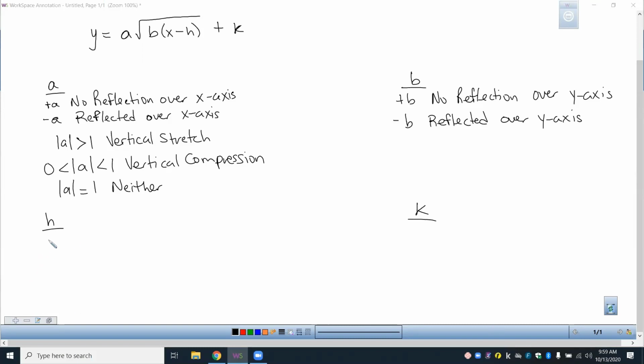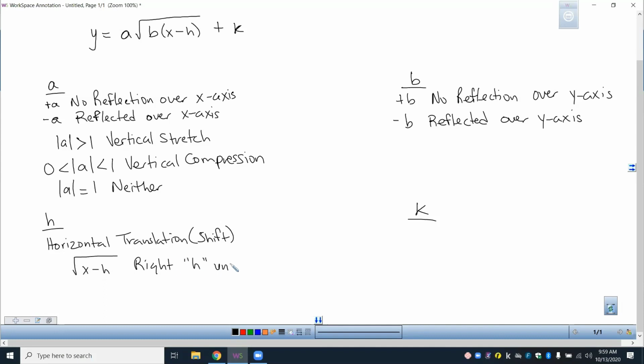So H, just like with quadratics, controls our horizontal translation, or shift, if you want to think of it like that. And that would be what would be underneath the square root. So if it was minus, that was to the right, H units. And if it is plus, it was left, H units.